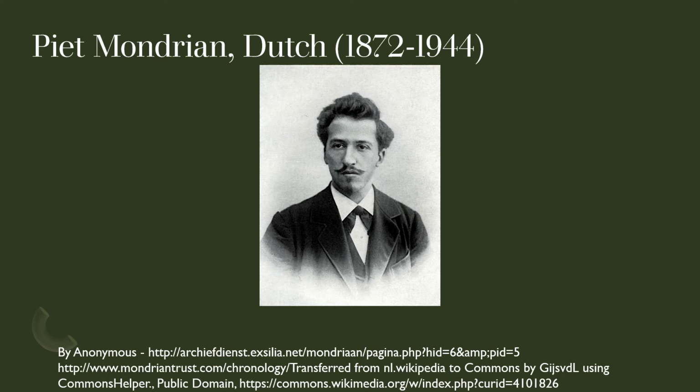Now, Piet Mondrian was Dutch, meaning that he came from the country of the Netherlands. So when someone comes from the Netherlands, they are Dutch. He was born in 1872, and he died in 1944. And he was a very famous artist during his time.